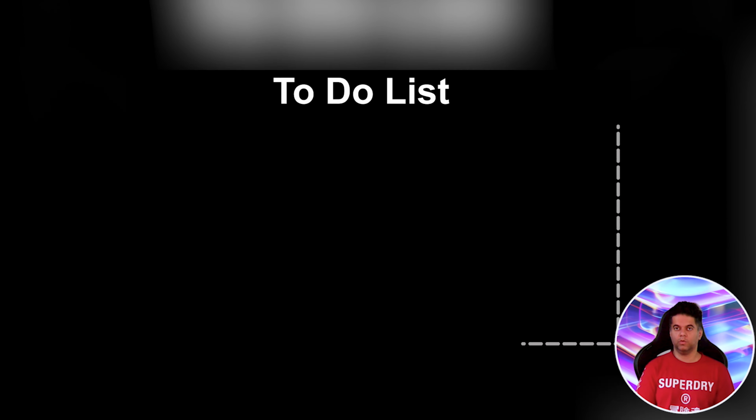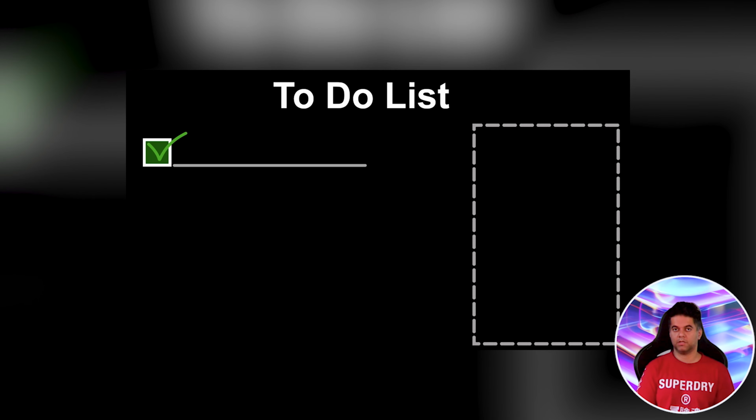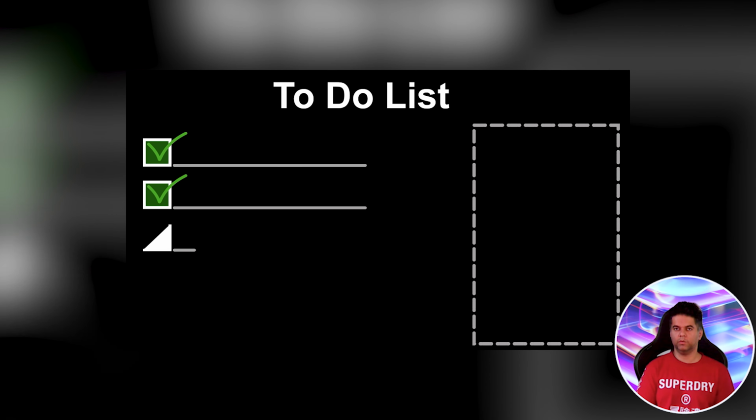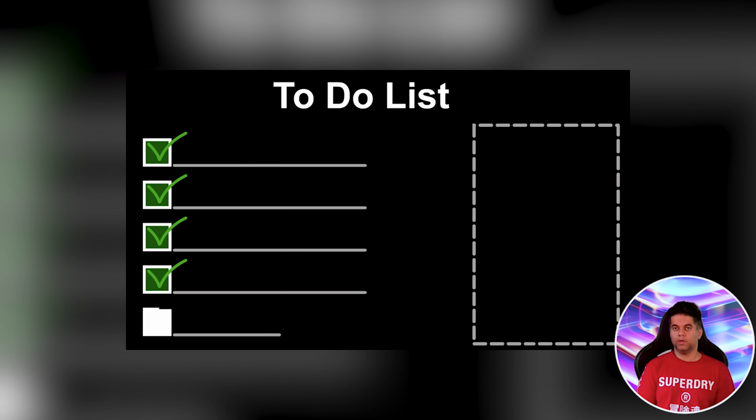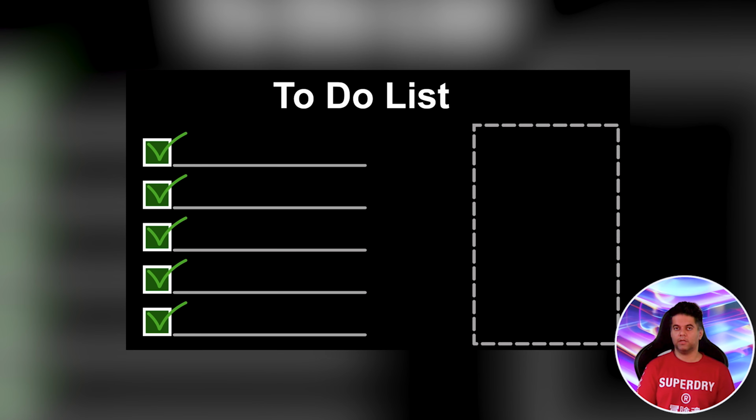Today we're building a to-do list application on the Aptos blockchain. Now you might think a to-do list, isn't that a bit basic? Well, yes and no. While a to-do list is a classic beginner's project, implementing it on a blockchain introduces some interesting concepts and challenges that are fundamental to decentralized application development.